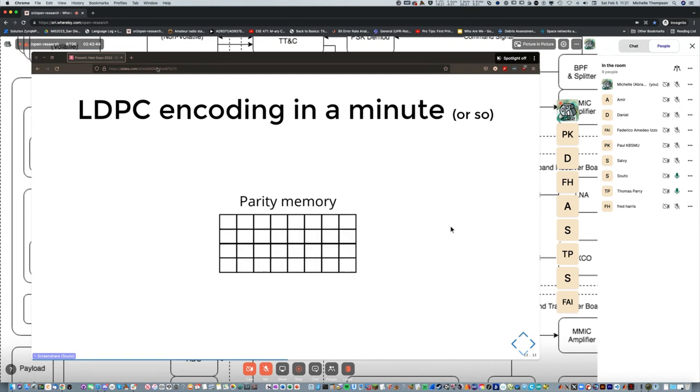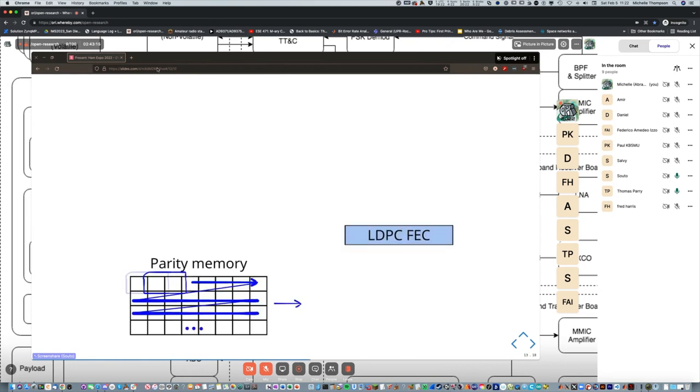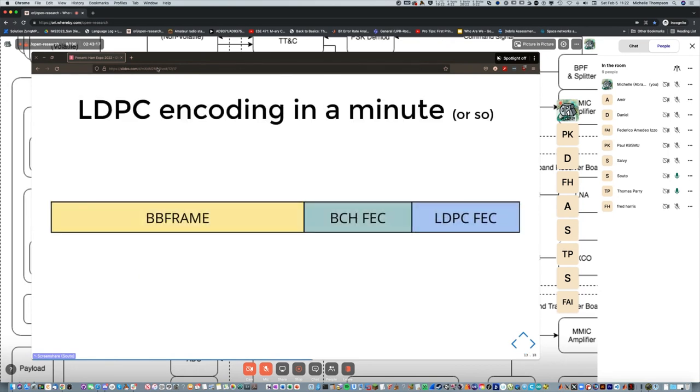For the next step, we only look at the parity memory. We take a sliding window of 2, and we add these together to get one bit of the final code word. Then we slide the window by one to get the next bit, and essentially do this for the entire memory. That gives the final output, the final LDPC code word, and that's what is then appended to the frame.